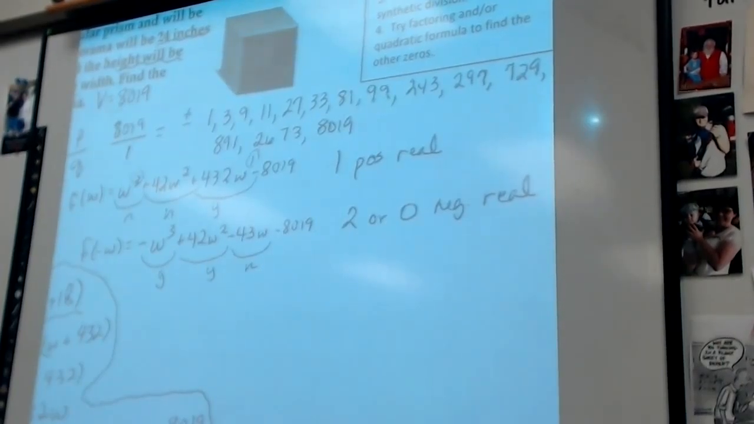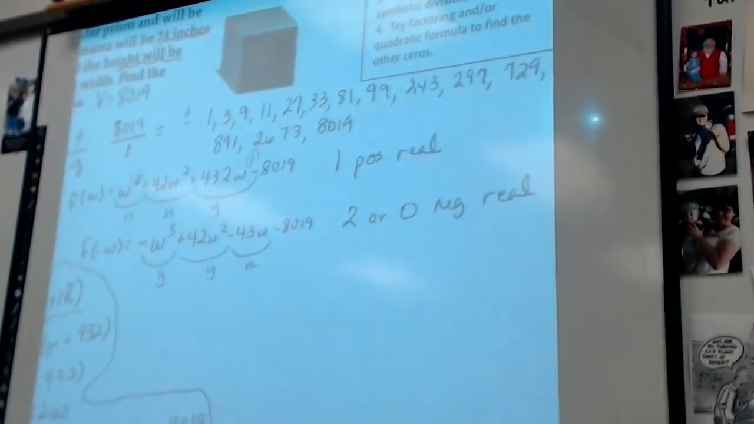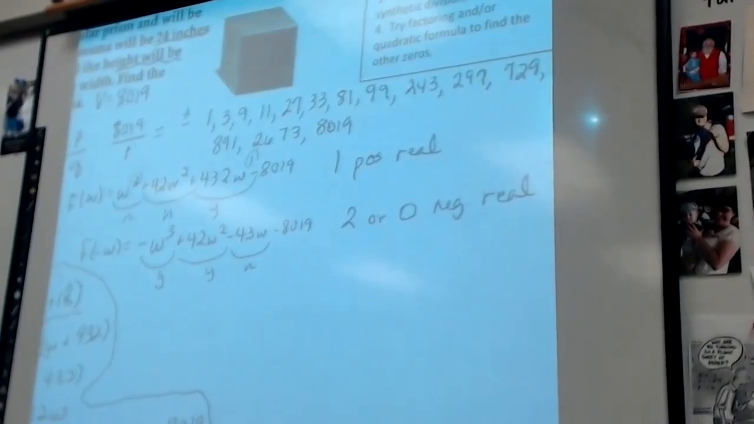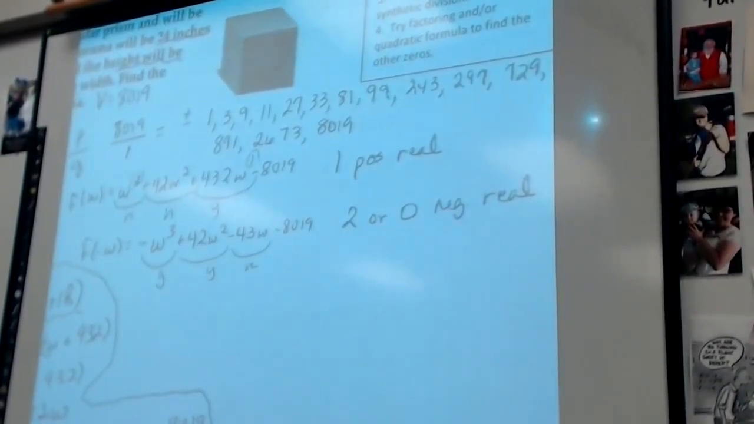Now, first of all, let's think about our answers. This is a real life problem, okay? It's not just a generic problem. So what kind of answers are we going to be interested in? Every single answer? Are we going to be interested in the positives, the negatives, or the complex or imaginary? Think about that for a second. We're looking for a width. Positive, negative, imaginary. Which one or ones are we interested in?